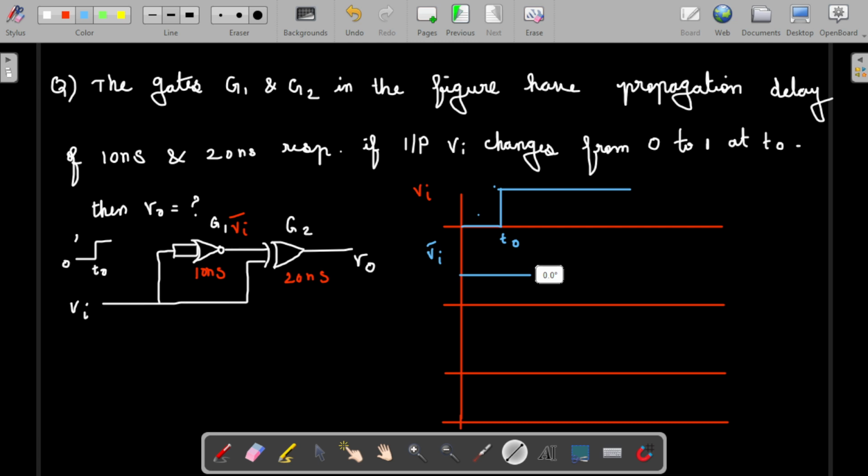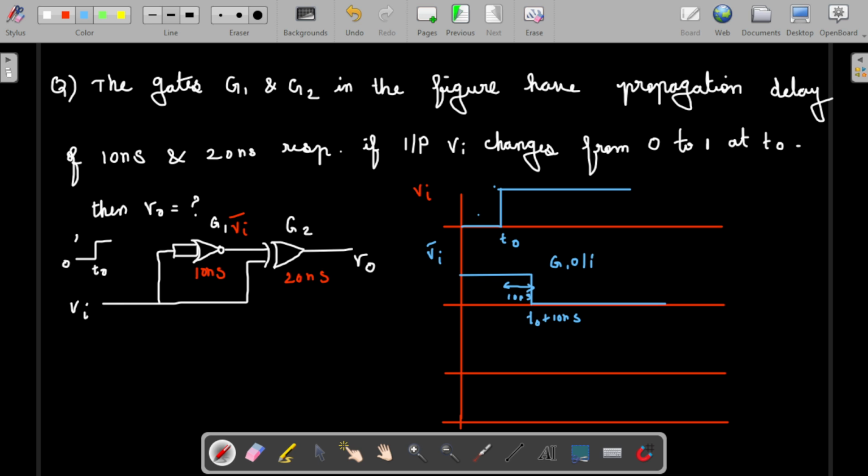So why am I mentioning this delay? Because at t naught it needs to show, but G1 has a 10 nanosecond delay. That's why I am shifting this by 10 nanoseconds and then drawing the graph like this. I hope you are able to understand, right? This point is t naught plus 10 nanoseconds, so this is the 10 nanosecond delay. Because of this, the output will change only after 10 nanoseconds. So this is the G1 output.